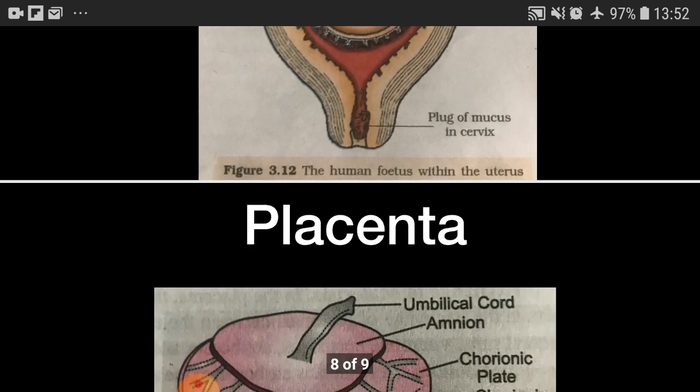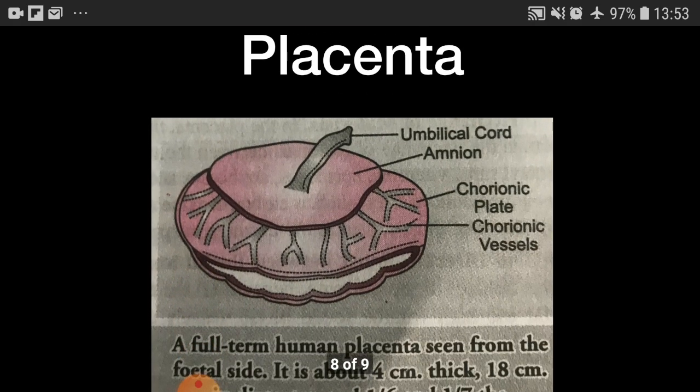So next, now we'll talk about placenta. The placenta serves to bring the fetal and the maternal blood close enough to permit exchange of materials between the two. A fully formed human placenta is a reddish brown disc about the size of a dinner plate, and it is less than 1 kg in weight. Its fetal surface is smooth and has an umbilical cord attached near its center. You can see it in the diagram.